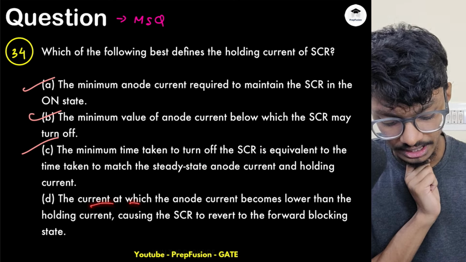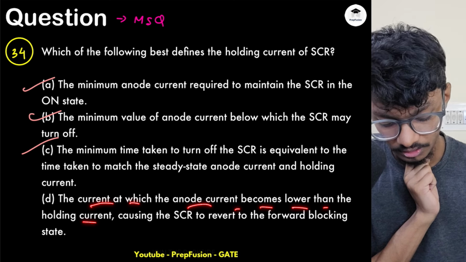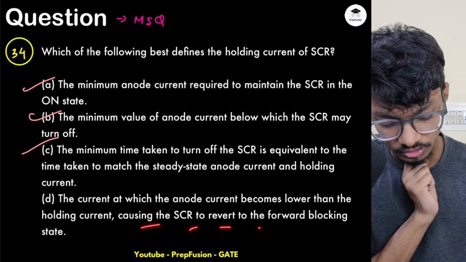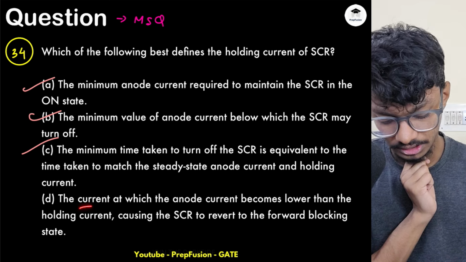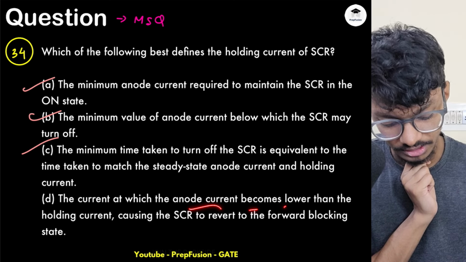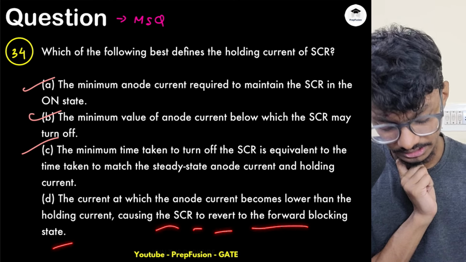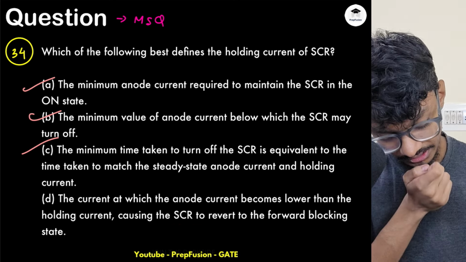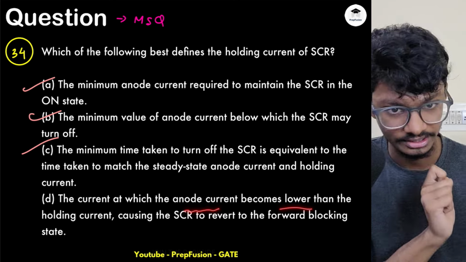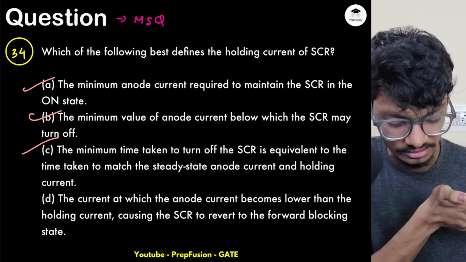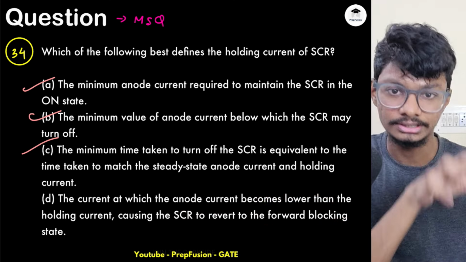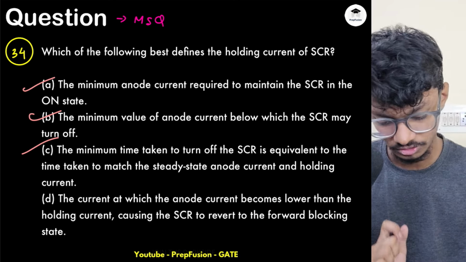The current at which the anode current becomes lower than the holding current, causing the SCR to revert to the forward blocking state. So this is also correct, right? The current at which the anode current becomes lower than the holding current, causing the SCR to revert to the forward blocking state, given that the anode to cathode voltage is positive. So this is also correct.